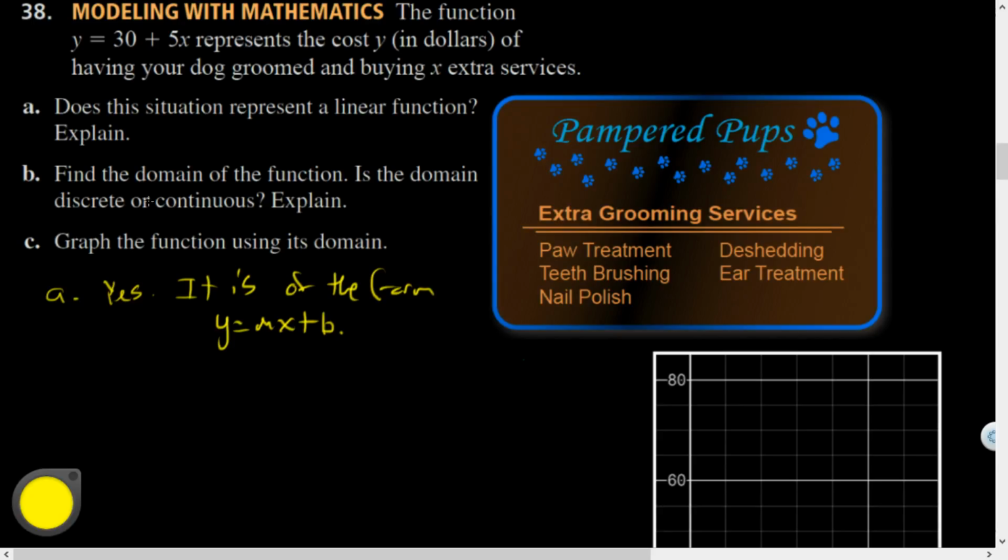Then it says find the domain of the function. Is the domain discrete or continuous? So now, what does y equal? y is the cost in dollars of having your dog groomed by buying x extra services. And here's some extra services. Seems like it's $30 if you don't get your paw treatment, teeth brushing, nail polish, de-shedding, ear treatment.